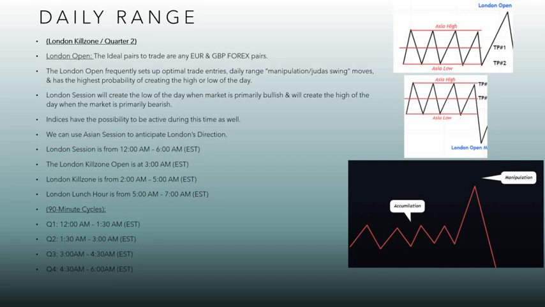Okay? Now, London session is from 12 a.m. to 6 a.m. London kill zone open is at 3 a.m. London kill zone is from 2 a.m. to 5 a.m. and London lunch hour is from 5 a.m. to 7 a.m. And I forgot to specify this about the lunch hours. So Asian lunch hour and London lunch hour.